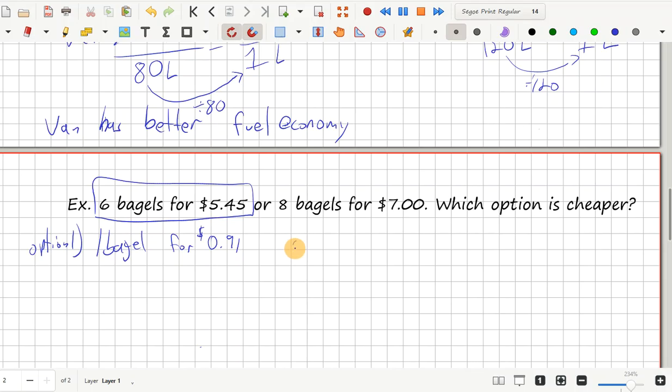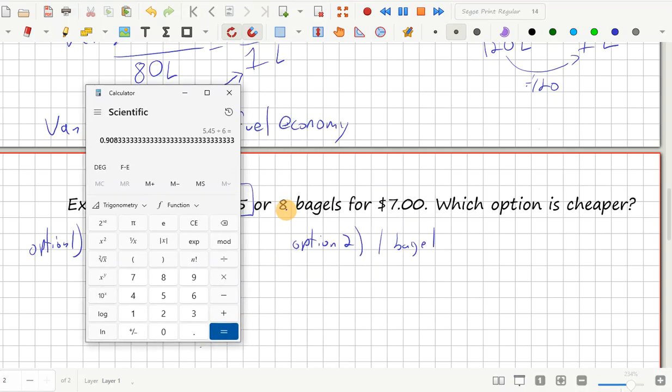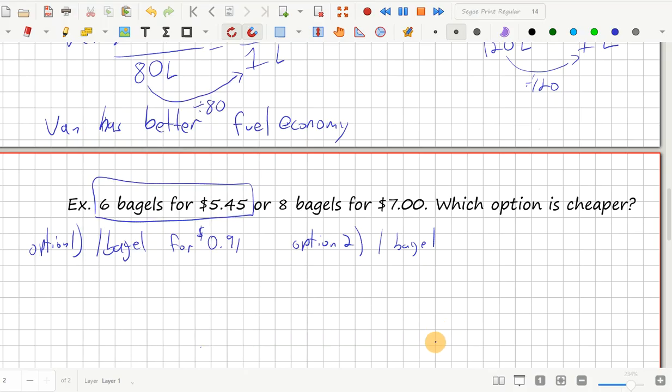And the second option, we have 8 bagels, so I want to figure out how much for 1 bagel. For $7, so I'm going to divide that by 8 because I want to get 1 bagel. So I divide the price by 8. 7 divided by 8 is about 89 cents.